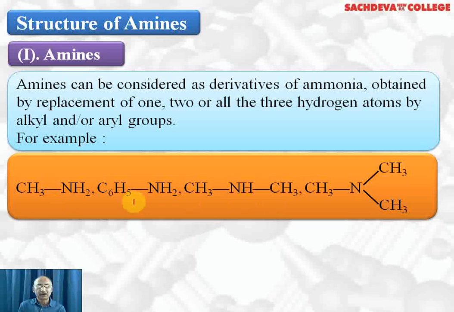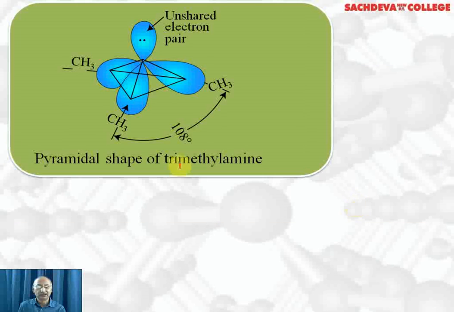The first two are called primary amines, and the functional group in primary amine is NH2. NH is called secondary amine. Here two hydrogens of ammonia have been replaced by methyl groups. And if all three hydrogens of ammonia are replaced by alkyl groups, we get tertiary amine. So this is the example of tertiary amine, trimethylamine. This is the structure of amine.